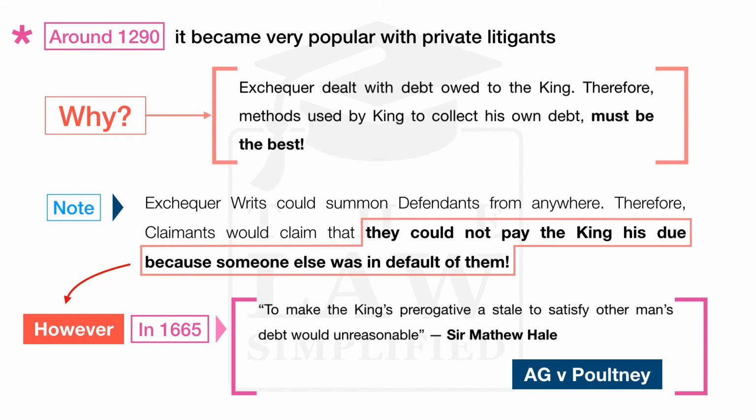Now, one of the major premises, or rather the functions that the Exchequer was able to do, was that they were able to instill Exchequer writs, which were able to summon defendants from anywhere. That's quite the purpose of the writ instrument itself.